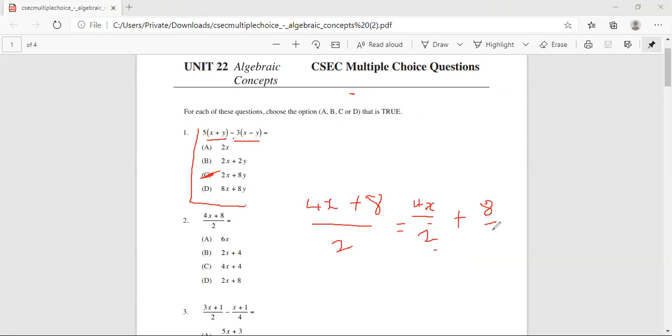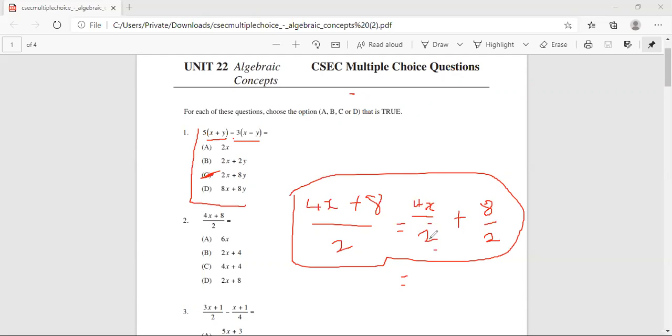this is something you need to know in maths. The divide by 2 is dividing them individually. It's the same thing as this. This and this is the same, right? So now this portion here will give me what?